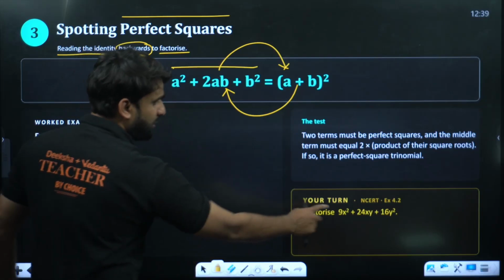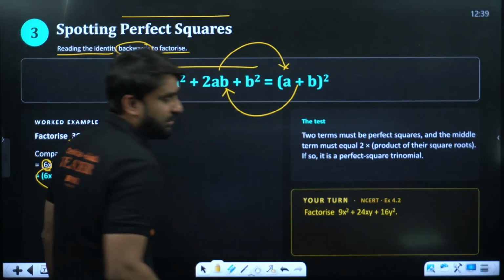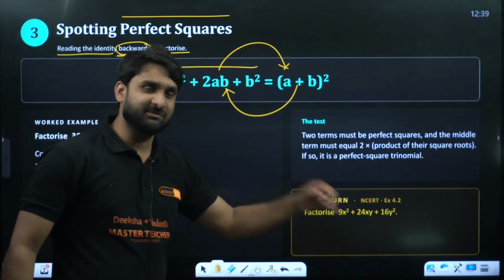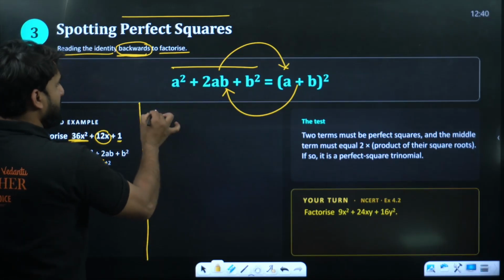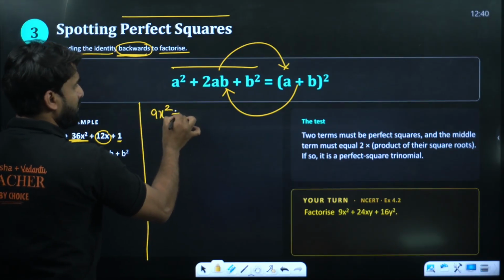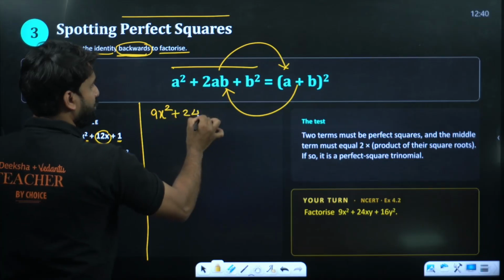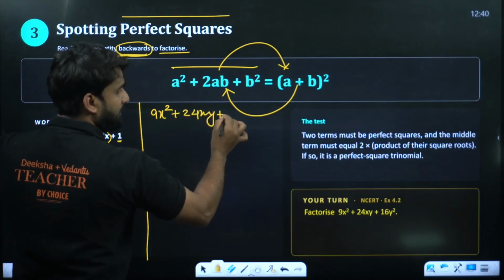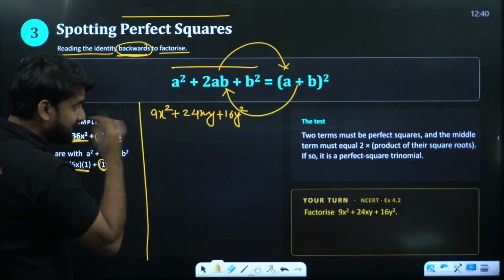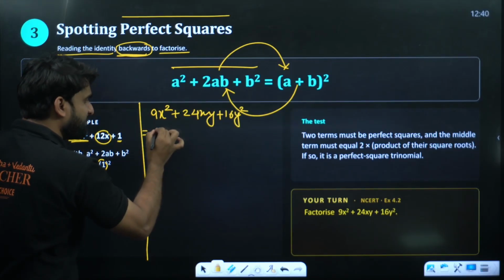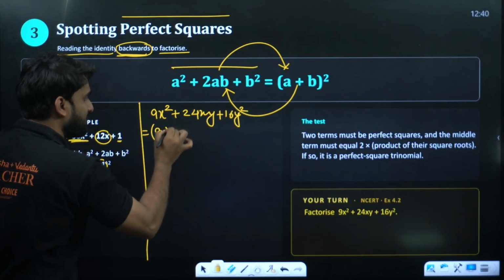So look at your turn, NCERT exercise 4.2. This question is from your NCERT textbook. So let's solve this question. The question is 9x square plus 24xy plus 16y square. Right, everyone? So my dear champion, 9x square can be written as 3x whole square.